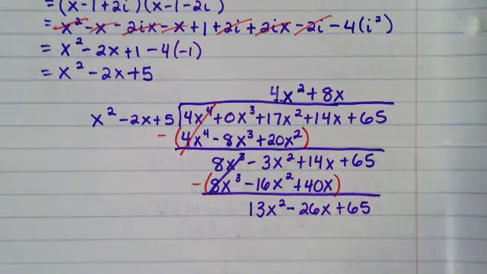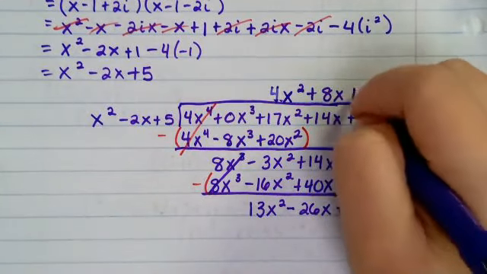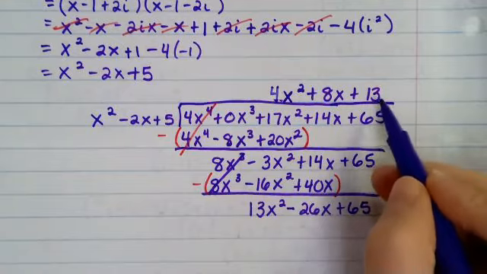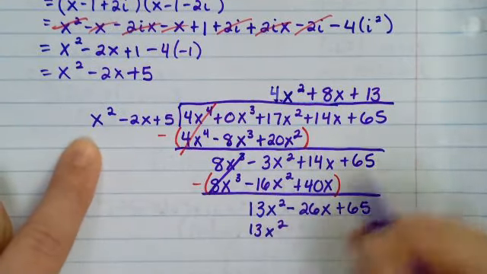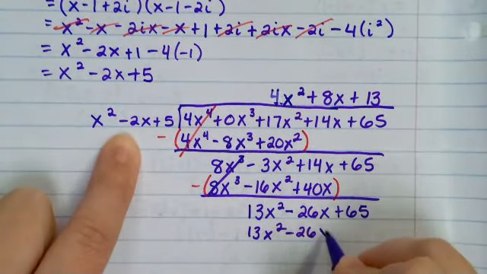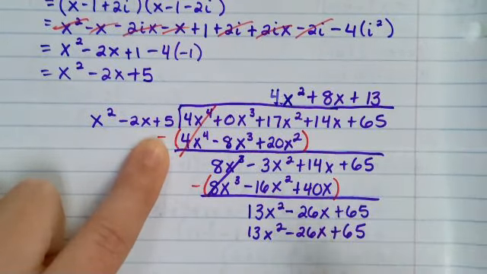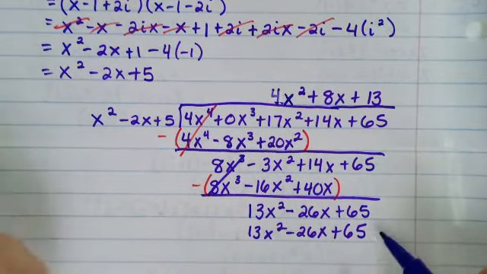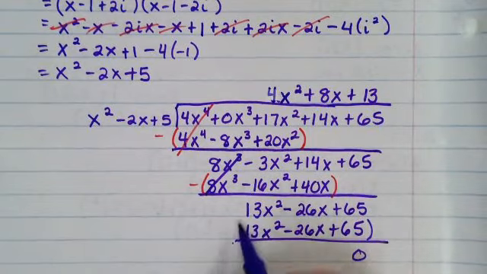Now we're going to ask ourselves, how many times does x squared go into 13x squared? Well, that is 13 times. 13 times x squared, 13x squared. 13 times a negative 2x, negative 26x. 13 times 5 is 65. And so if you notice that these two things match, when you subtract them, they'll just cancel each other out and you have no remainder.